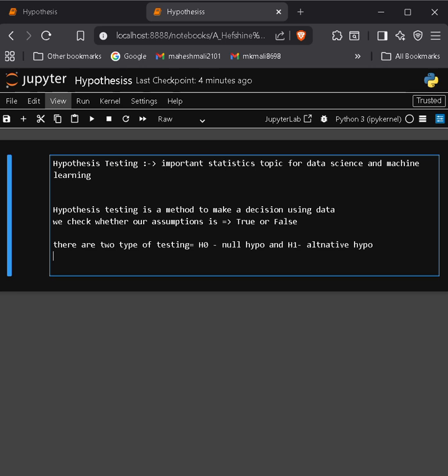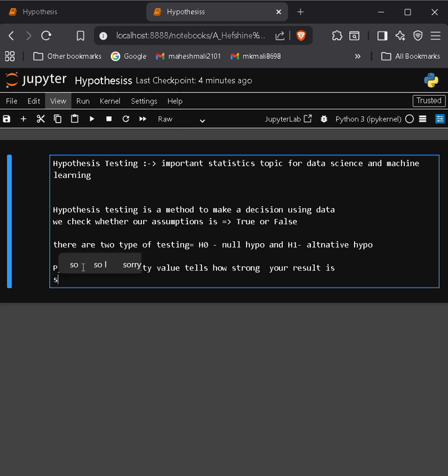Now some important factors. The probability value, the p-value, tells how strong your result is. And the second one is the significance value.